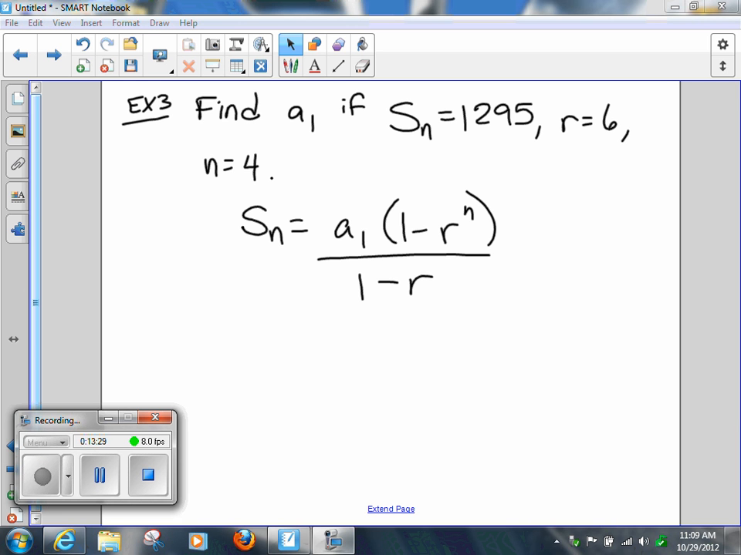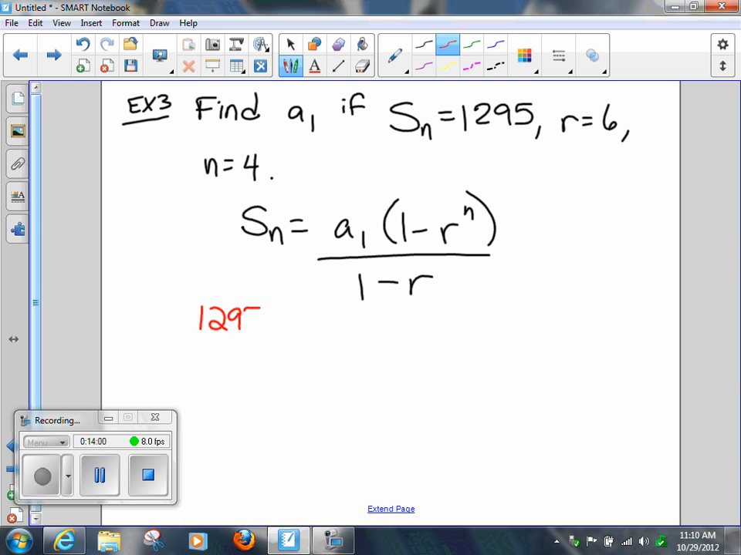If you go back and you check this at the end, if it's, oh, 1295 is not the fourth term. What's 1295? It's the sum of the 4 terms, okay? You got to get that in your brain. It's the sum. It's the sum of the 4 terms, okay? So here we go. Let's plug this stuff in here. 1295 is equal to a sub 1 times the quantity 1 minus 6 to the 4th power.